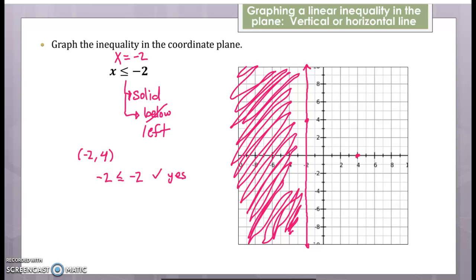Let's plug in this point. I just picked a random point, 4, 0. If x is 4, is that less than or equal to -2? No. So I know this point at 4, 0 is not in my solution area, which is indicated by the shading there. So that is graphing linear inequalities that are vertical or horizontal.